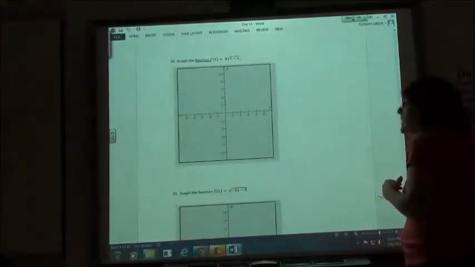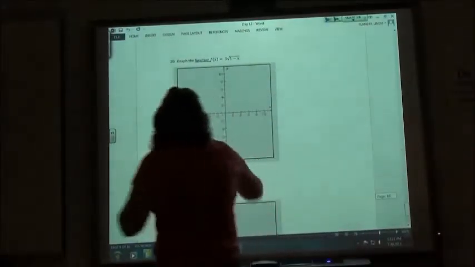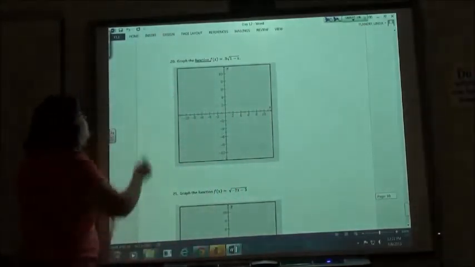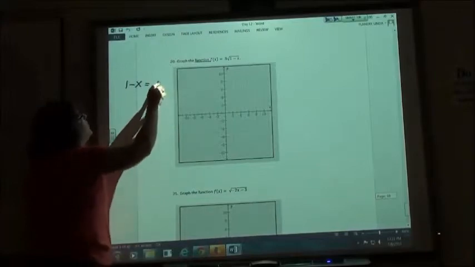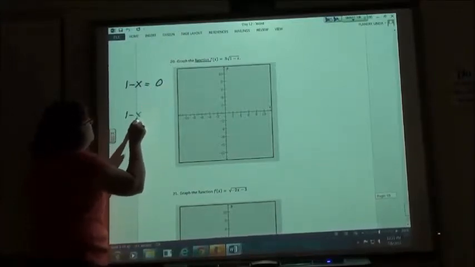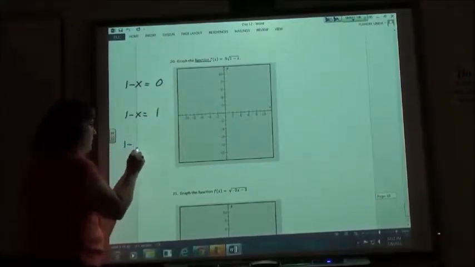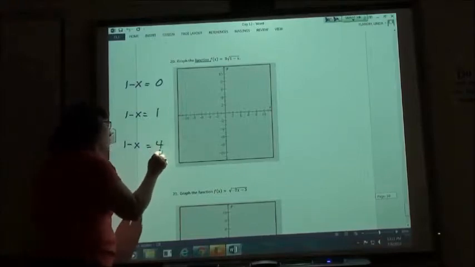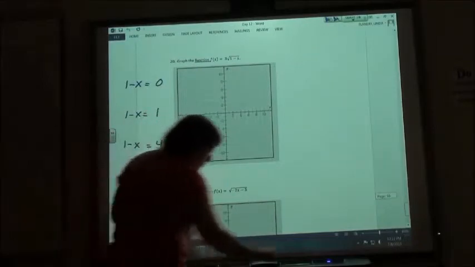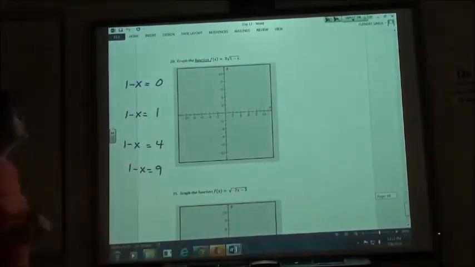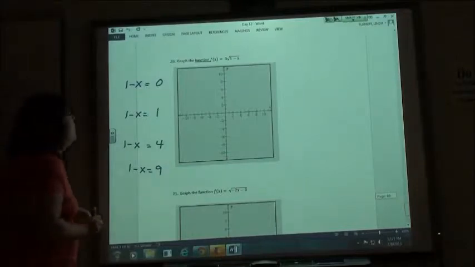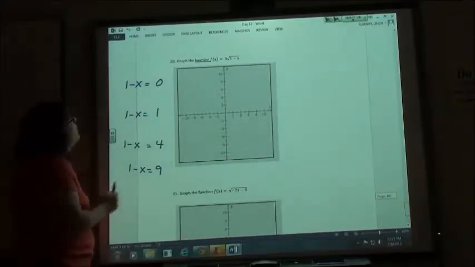So number 20, same kind of thing. I want to take the part that's under the square root, which is the 1 minus x, set it equal to my first 4 perfect squares. So 0, 1, 2 squared is 4, and 3 squared is 9. I'm always going to use 0, 1, 4, and 9 because those are my first 4 perfect squares. I'm going to solve these, and so I'm going to solve this one.